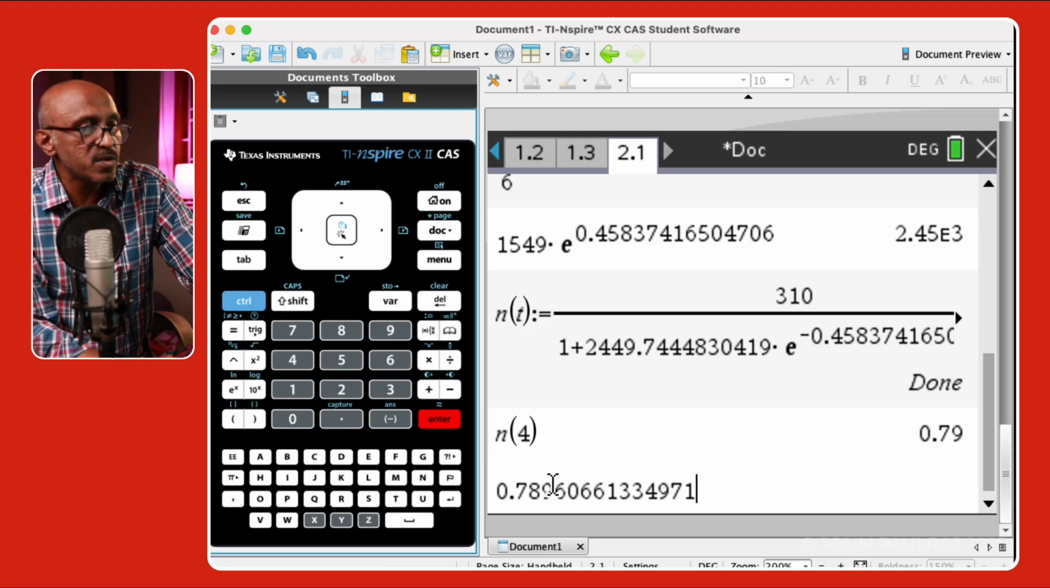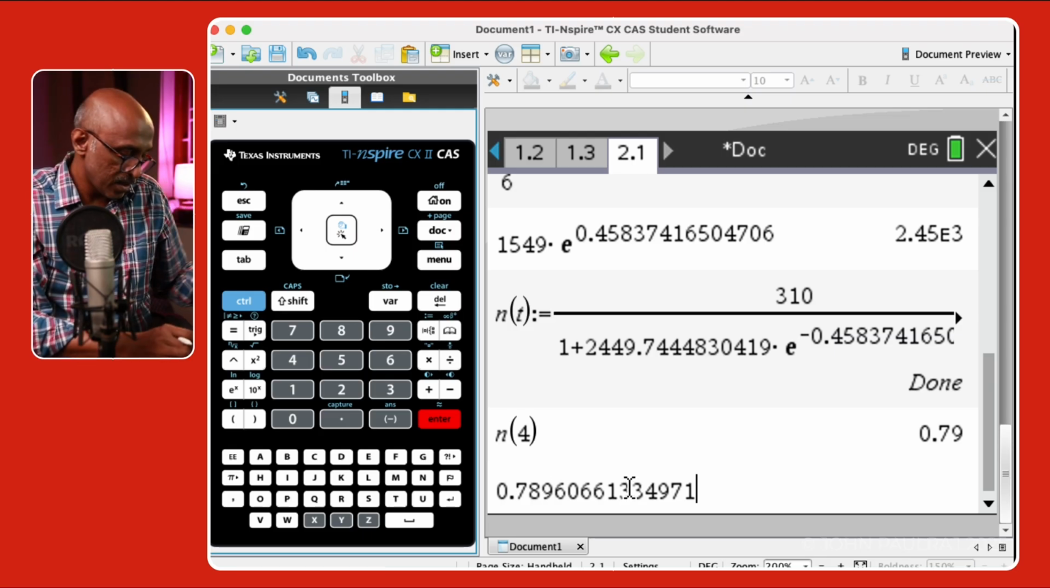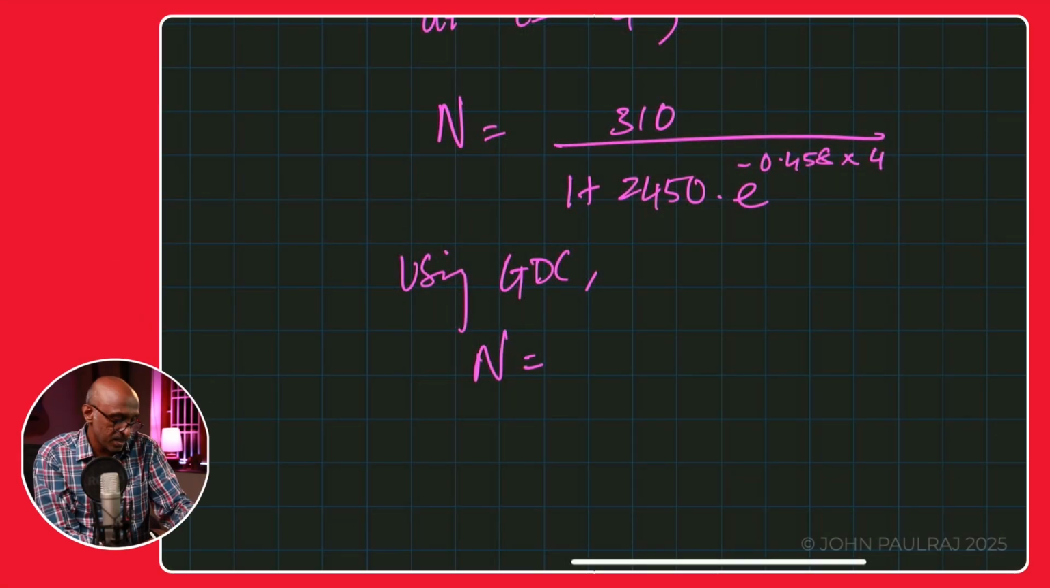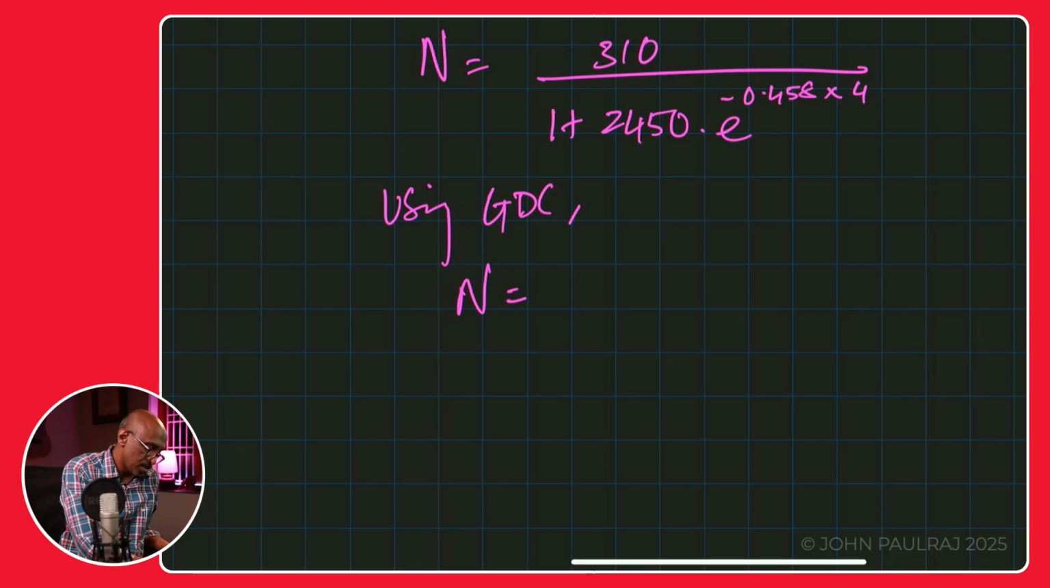0.789, okay, to 3SF should be 0.790. Okay, so that's a good thing, and I can just come back to my calculate and say, okay, this is 0.790, but I think they wanted it to 1 decimal place.